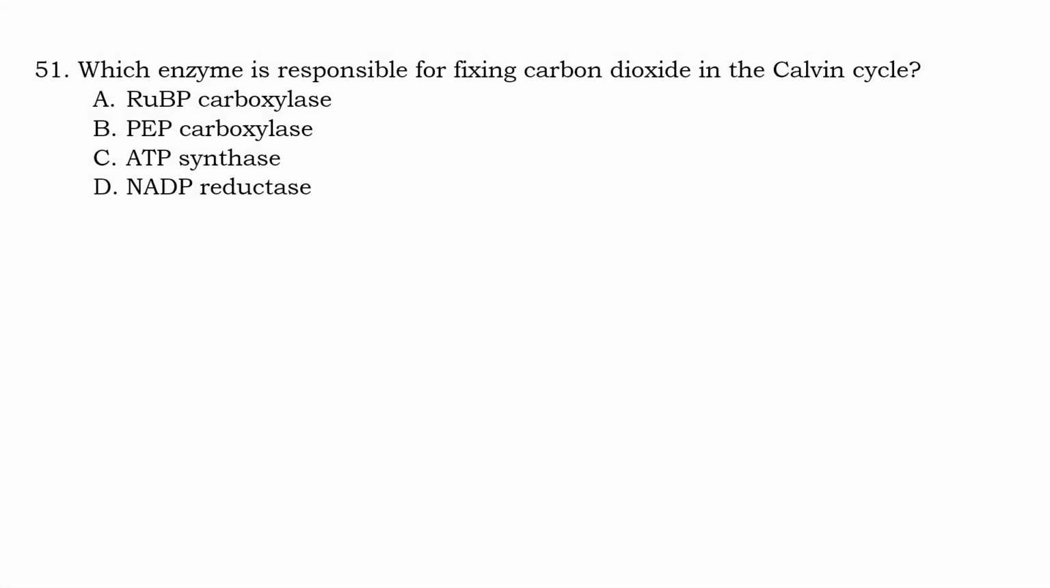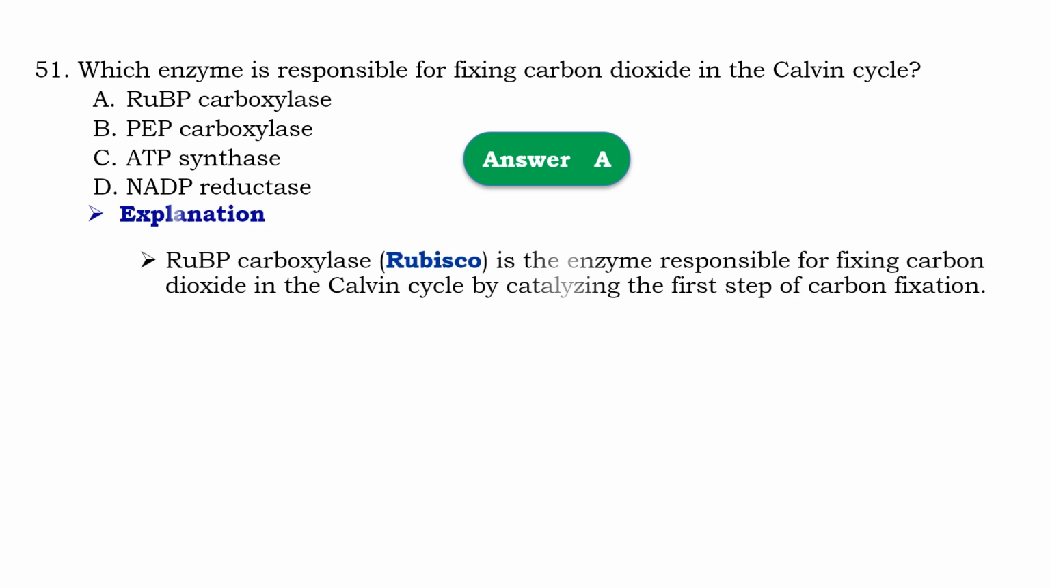Question number 51. Which enzyme is responsible for fixing carbon dioxide in Calvin cycle? So that should be A, ribulose bisphosphate carboxylase. Means that ribulose bisphosphate carboxylase or rubisco is an enzyme that is responsible for fixing carbon dioxide in Calvin cycle by catalyzing the first step of carbon fixation.